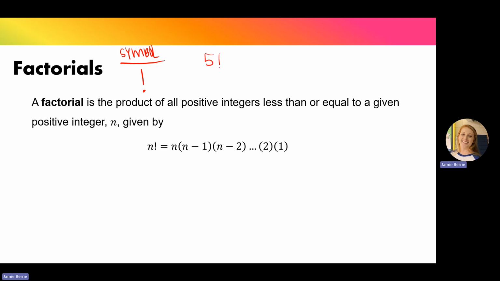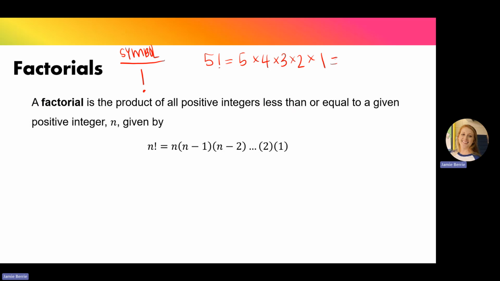Let's look at the definition, and then I'll show you what 5 factorial means. A factorial is a product, meaning multiplication, of all of the positive integers less than or equal to that number. In this case, 5. You start with that given number, and then you keep going down by 1. So you're going to do 5 times 4 times 3 times 2 times 1. 1 is the last positive integer, so you always stop with 1. And then you can just multiply this out.